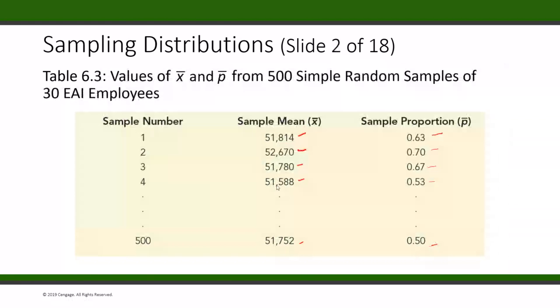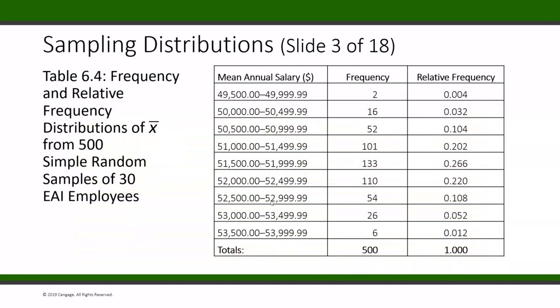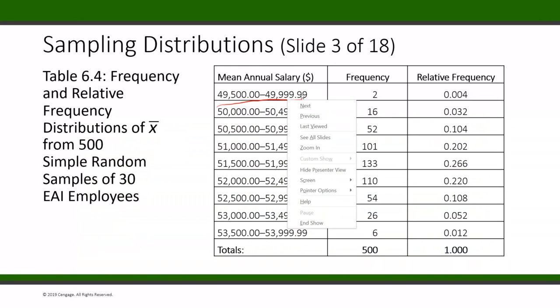So once we have this one, we can also create a frequency distribution table, or frequency table, in which we count the number of samples whose average is between 49,500 and 49,999. So how many samples lie in this range?